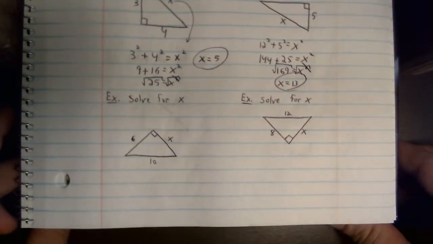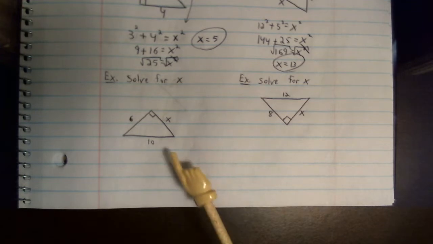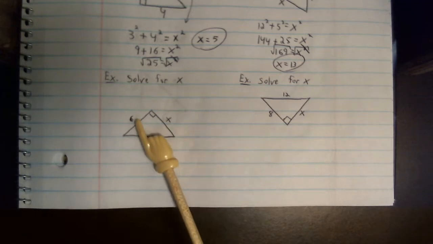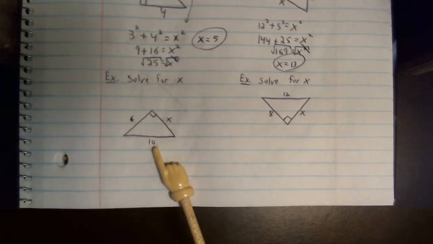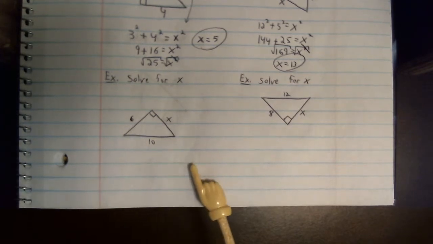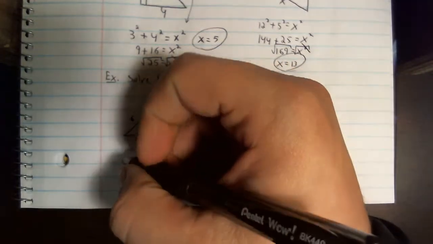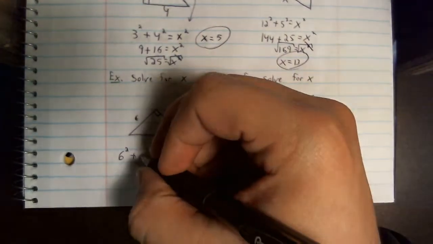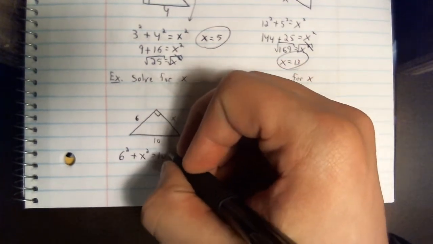Let's take a look at a couple of different problems. Now we should notice that we have one of the legs as our variable. Well, we can deal with that because we're still going to use the Pythagorean theorem the same way we did before. We just want to make sure that we keep our hypotenuse as the c value off to its own side. So for right now, what I have is 6 squared, one leg, plus x squared, which is our second leg, should equal 10 squared.